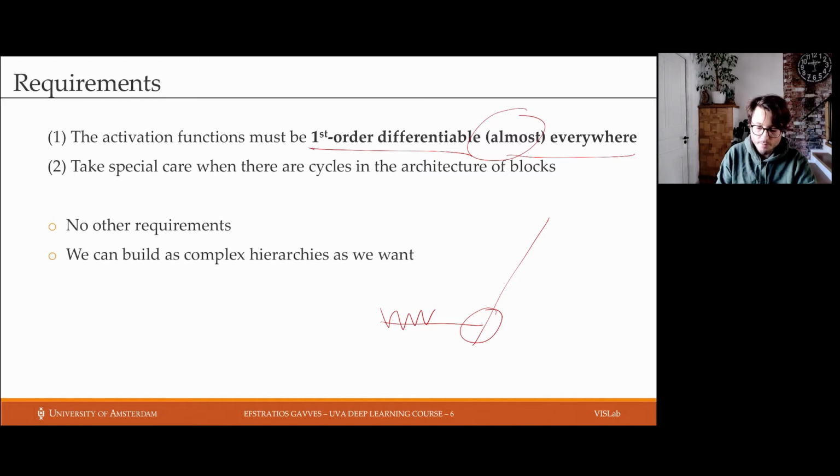Another requirement is that in general cycles are a bit trickier to treat, so we have to take special care when there are cycles in our cascades. Other than that, there are no more requirements, and this means that we can build very complex hierarchies, as complex as we want, as long as each module is differentiable. There are no constraints regarding the connectivity between modules.